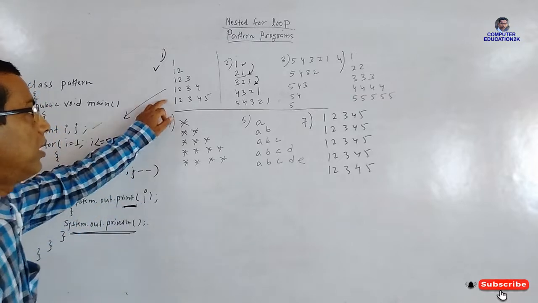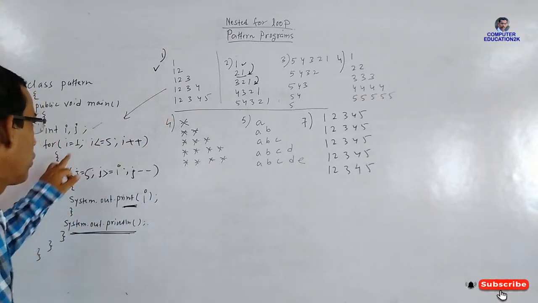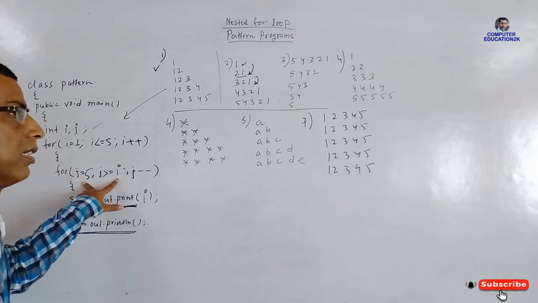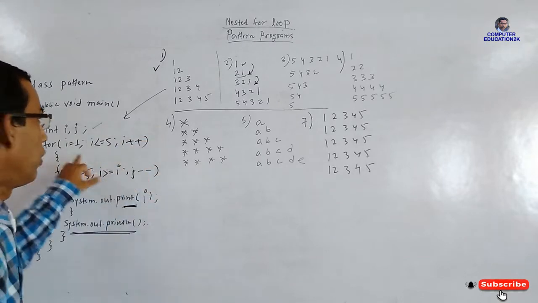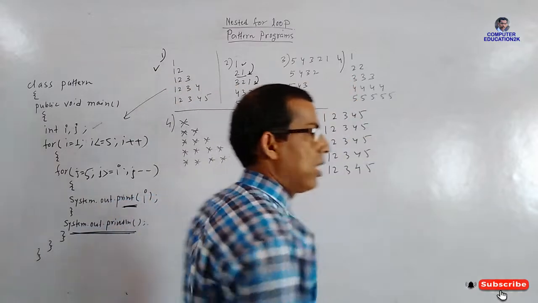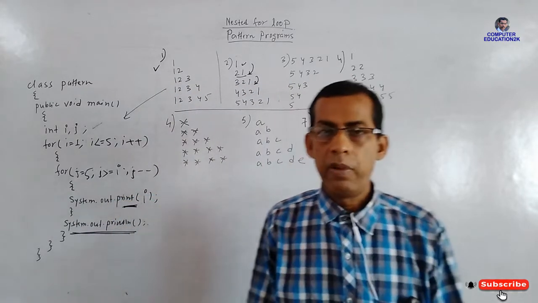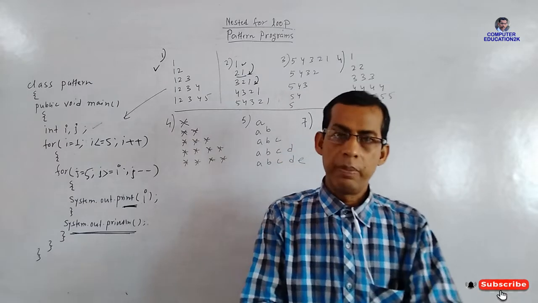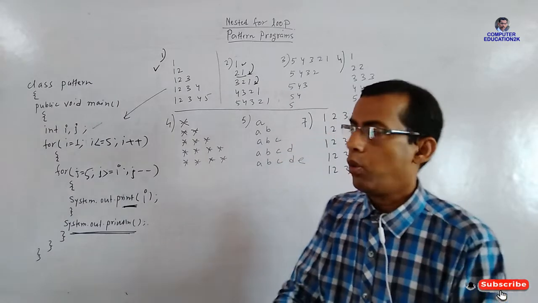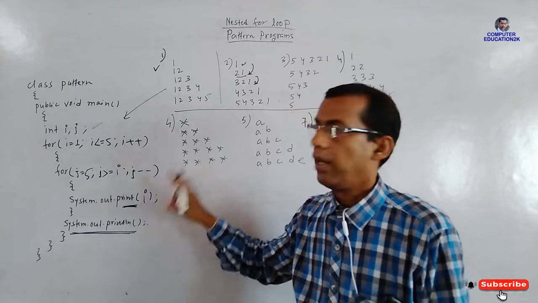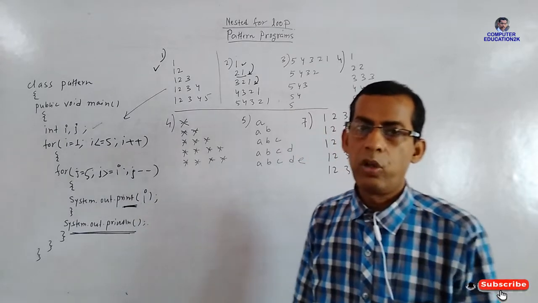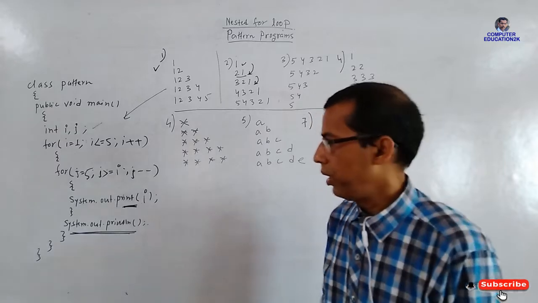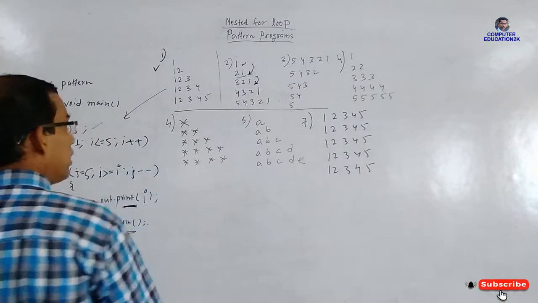And for this, you know, the outer loop was 1 to 5, and this inner loop was 1 to I with J plus plus. So it will be for I equals 1, I less than equals 5, I plus plus, J equals 1, J less than equals I, J plus plus, and system.out.print I. Why I? Because we have to print the fixed values in each line. Okay, so this is done.